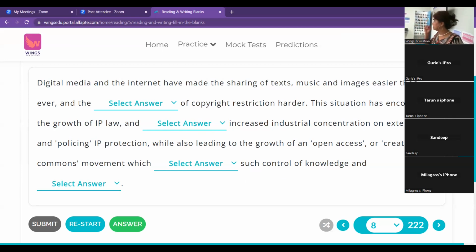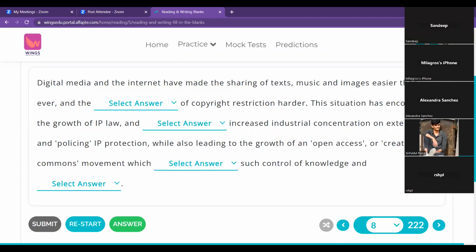All right. So we've read it. We've done the first step, which is reading. Next step is predict. Now, digital media and internet something than ever, and the something of copyright restriction harder. So what do we do with restriction? Approval of, yes. So it is definitely a noun, approval or application, isn't it? So something like that. I love the way people are predicting. What about you guys? What did Sandeep predict? Did you predict anything, Sandeep?